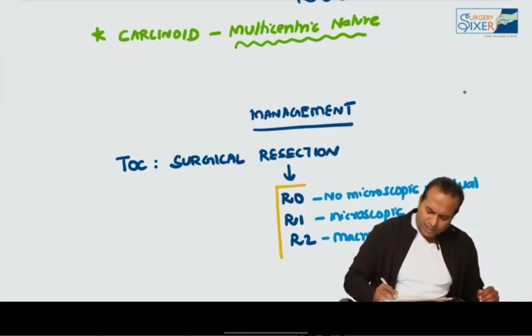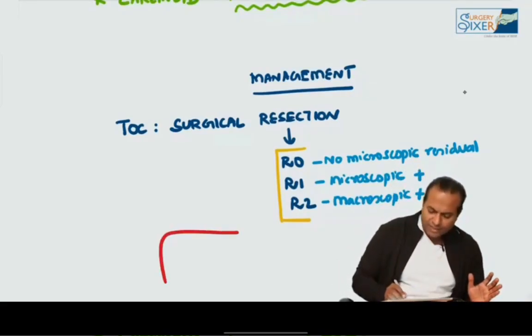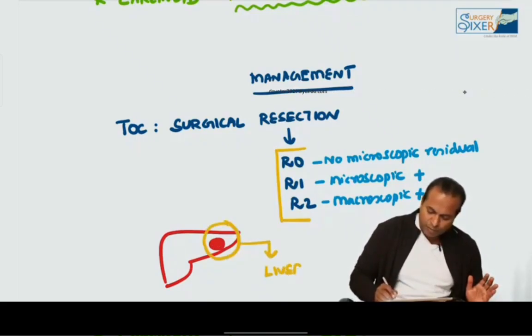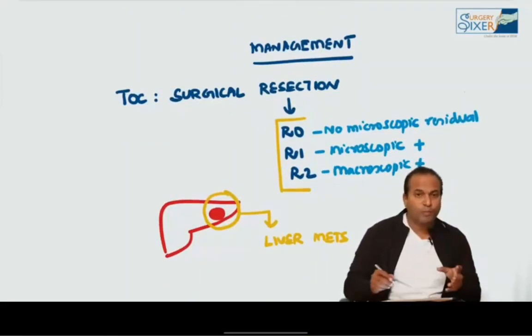So whatever may be the resection, try the best with the carcinoid tumor. R0, R1, R2, anything you can do. We have to resect as much as possible. Even if there is liver mets, we can even resect the liver mets also. We should resect the liver mets also. So which tumor has good prognosis even with liver mets? This carcinoid tumor. Which tumor has good prognosis even in the presence of liver mets?